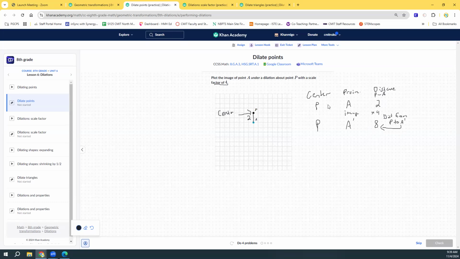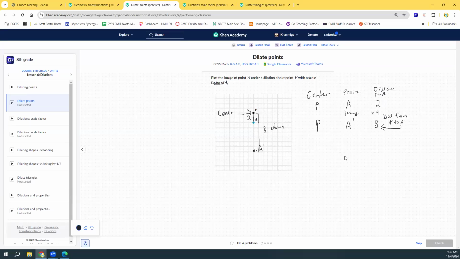All right, not the best table. But anyway, we want to now go 8. The 2 is 2 down, right? So now we're going to go 8 down. 1, 2, 3, 4, 5, 6, 7, 8. So A prime is right here, because that's 8 down.